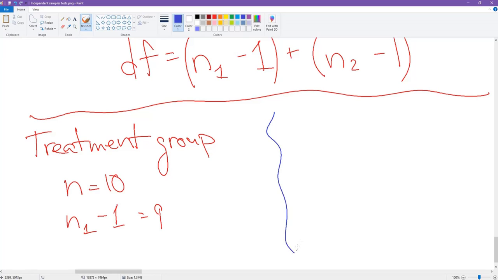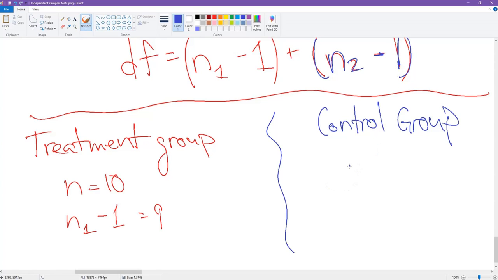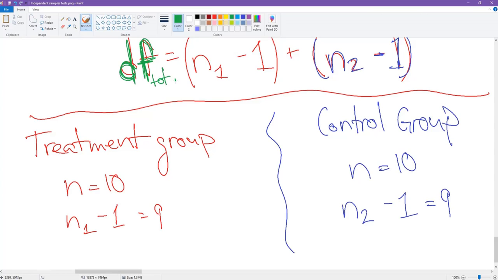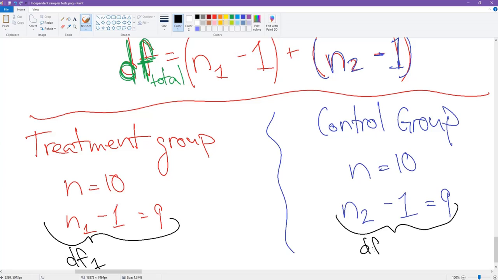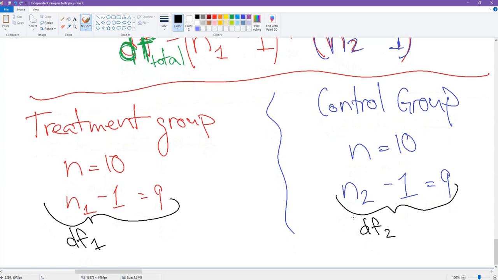And then what I have to do is go over to my control group, and this is the second part of the formula over here. And we're going to say n was equal to 10, theoretically, so n2 minus 1 is equal to 9. So what we're going to end up with is something called degrees of freedom total, because each group separately has a degrees of freedom for the first group, and this separately is the degrees of freedom for the second group.